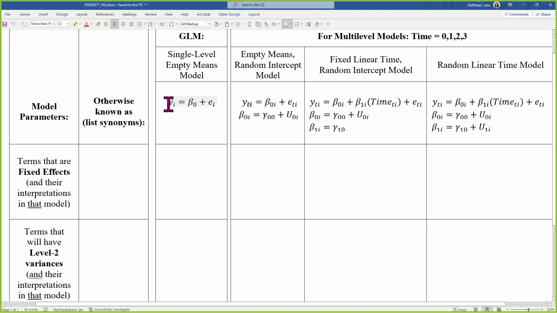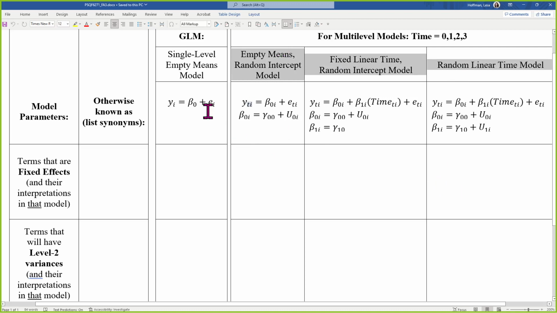Anywho, in this little equation here, what are fixed effects? Beta sub 0. Yeah, so we would write down beta sub 0 in this box. And what does it mean in this case? The unconditional mean of means? Yeah, it's the grand mean or the unconditional mean. And so then the question would be, what terms are fixed effects in these models, and how does what they mean change as a function of what else is in there?